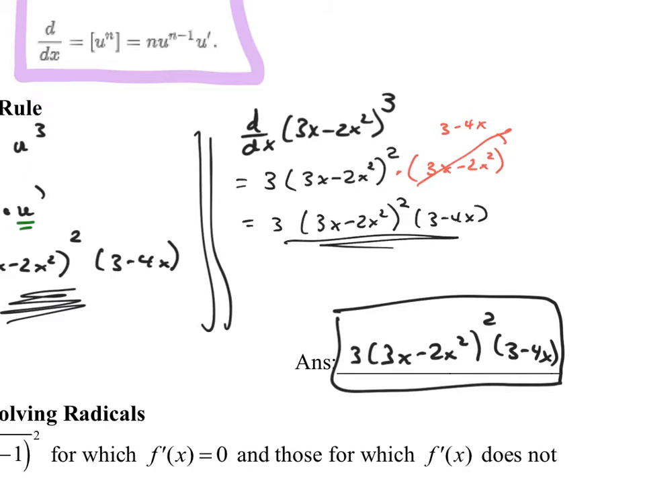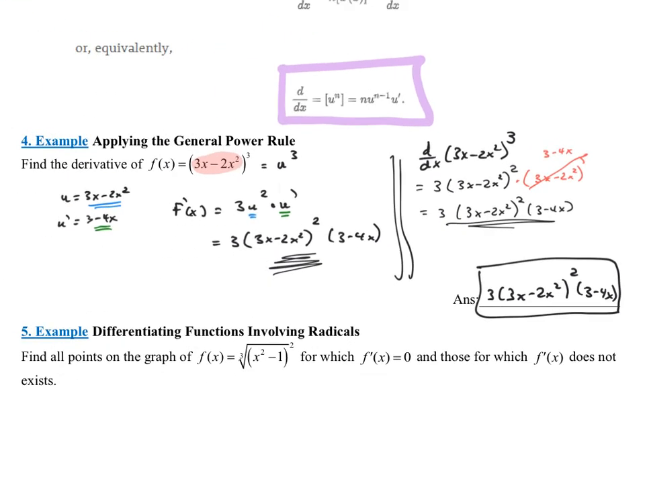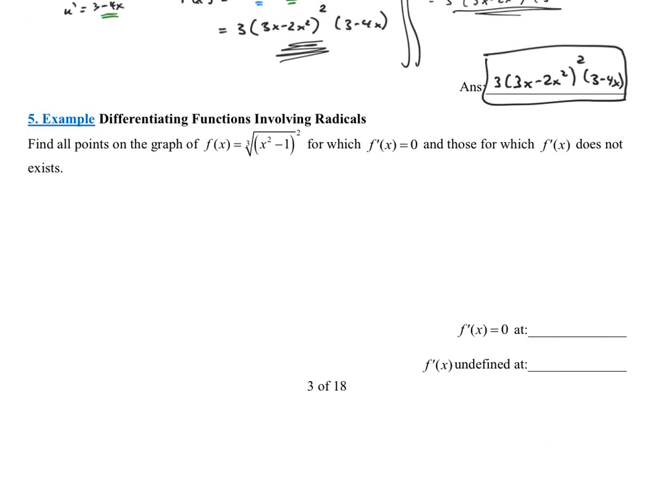So you could go ahead and do it the way on the right, where you don't even use u substitutions. You could use light u substitutions like I did on the left, or you could do the very formal version of the chain rule, which we did on the first problem of the section. Totally up to you. Okay, let's look at example 5 then.